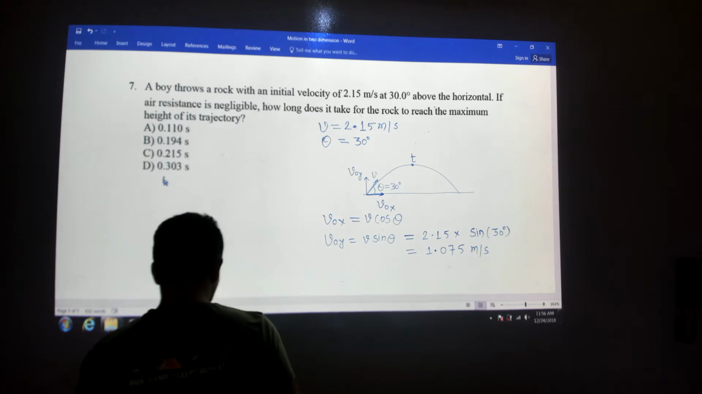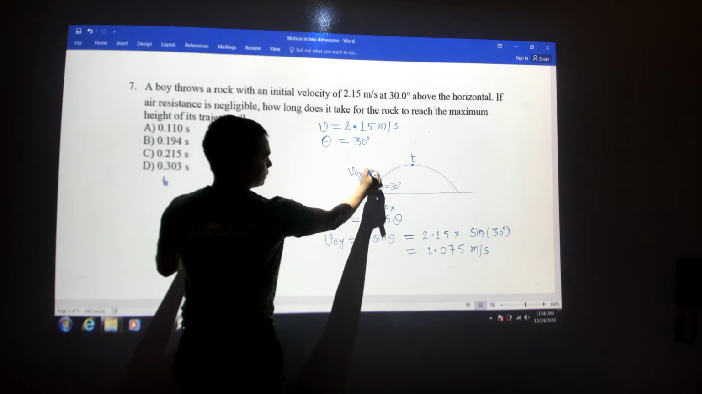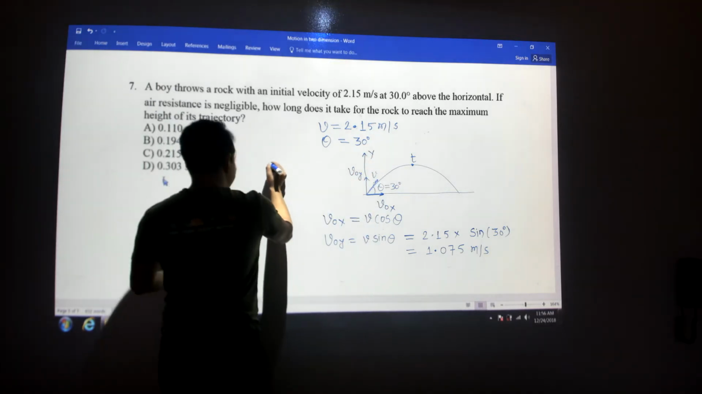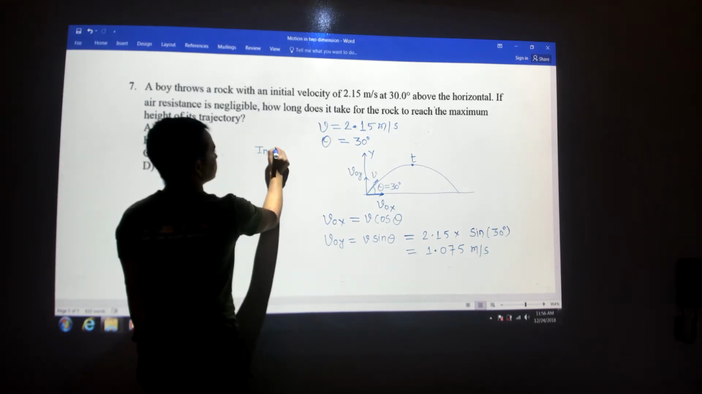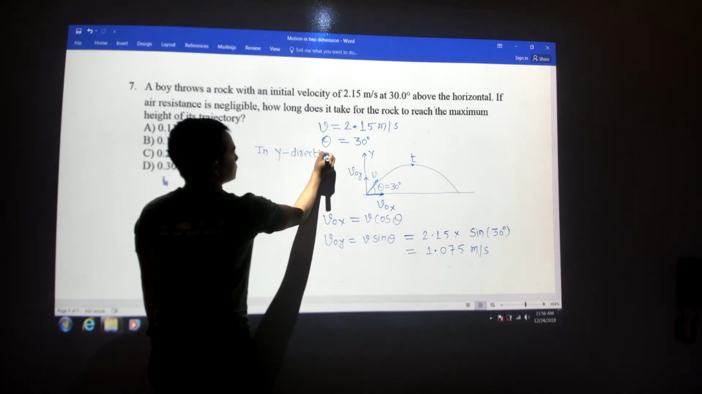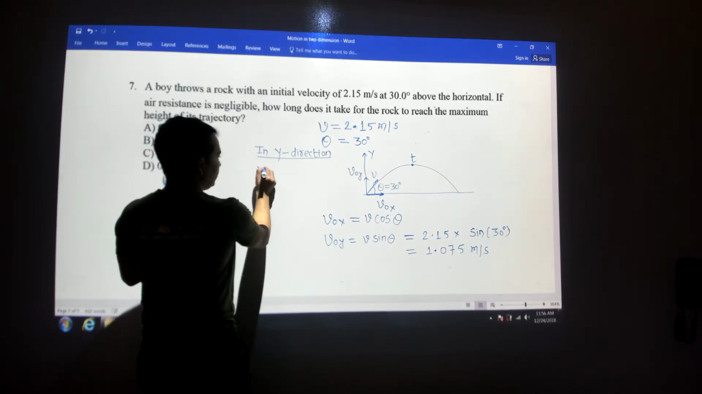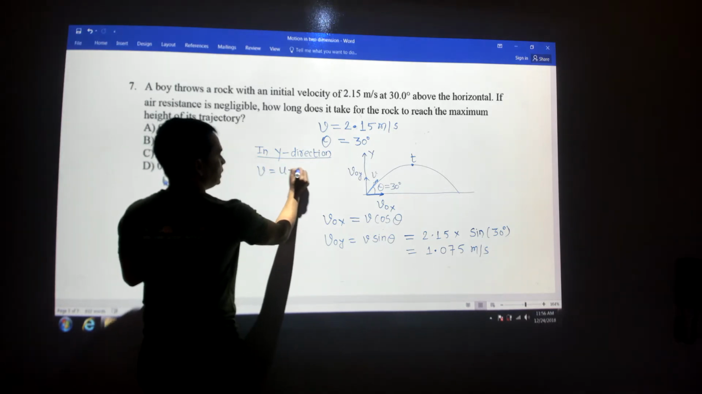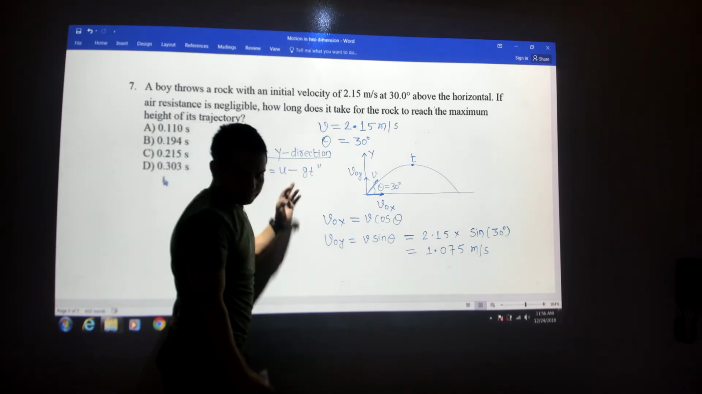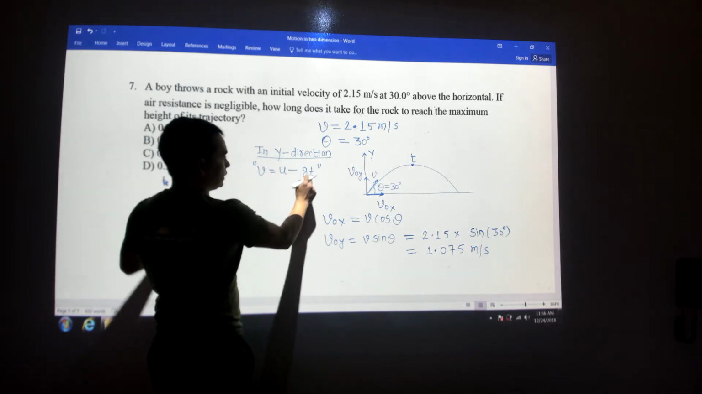And now you need to find out the time. So how are we going to find out the time? Again, I'm just choosing the y direction. In the y direction, v is equal to u minus gt. The reason I use the negative sign here is because it is moving upward. That's the only reason I put the negative sign here.